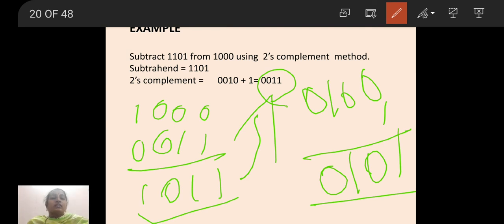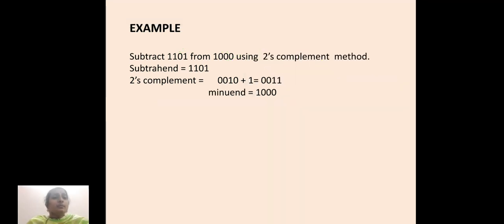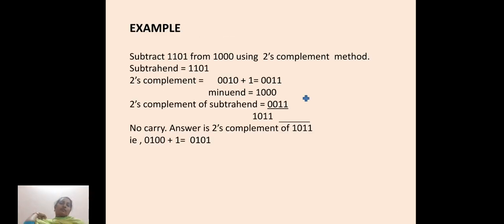Once we check it with decimal, 1101 means 13, and 1000 means 8. 13 minus 8 becomes 5. Is it tallied? Yes, it is tallied. But we put a negative sign, minus 5. Okay. So this is about binary subtraction with the help of the 2's complement method.